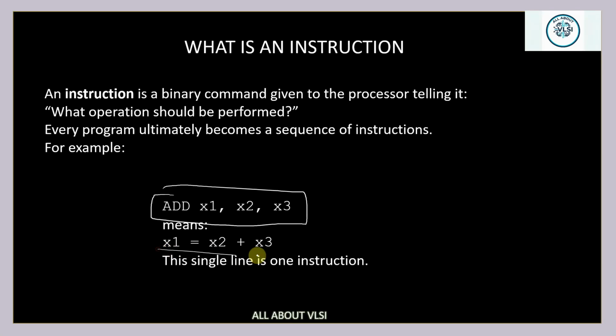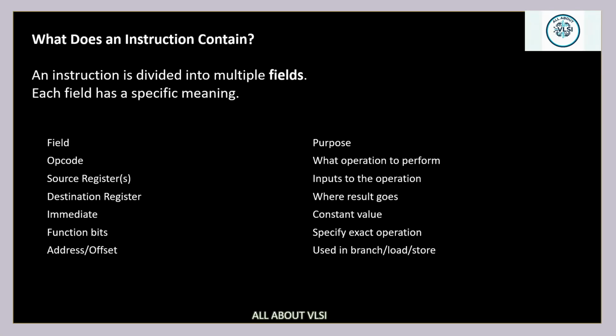So this is nothing but an instruction, and this particular instruction will be converted into binary format and given to my processor. The processor can only understand the binary format instruction. So whatever you write in your assembly language will be converted into binary format by the assembler or the compiler, and that will be given to your processor. So basically an instruction is like a command which tells the processor what to do and what it should be performing. Now, what does an instruction contain?